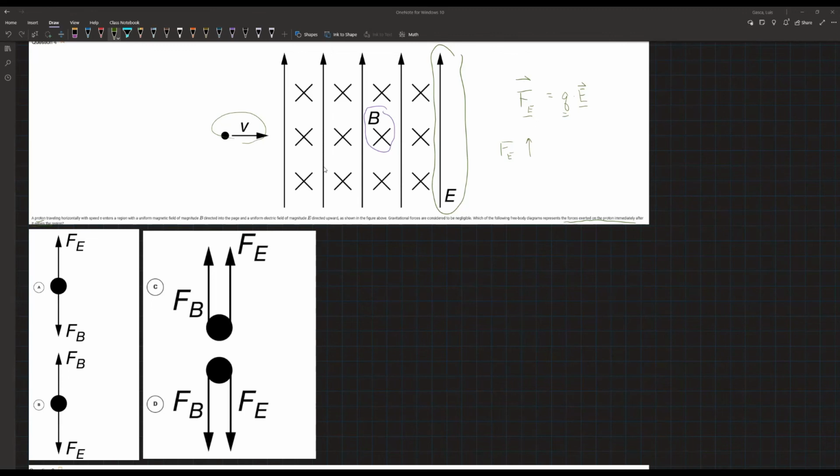Okay, so we do our right-hand rule. V goes to the right. B points into the page. The force is up. So it turns out both of these are in the same direction. Yeah, I think we all agree with that.